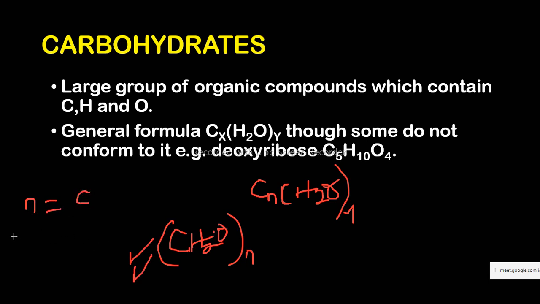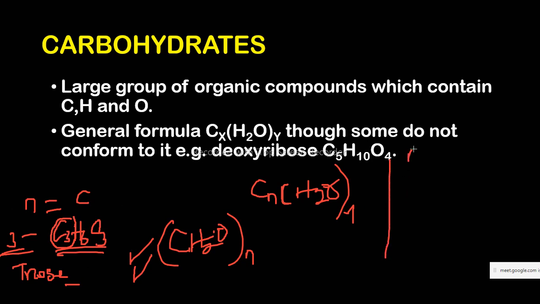Whereby, if you have 3 carbon atoms, then you have C3H6O3. And this one is a triose sugar. Examples are dihydroxyacetone and glyceraldehyde. These are triose sugars and they have the general formula of C3H6O3. We are going to see each.